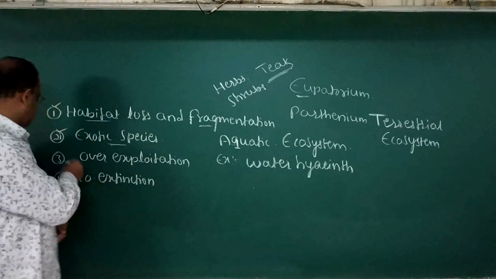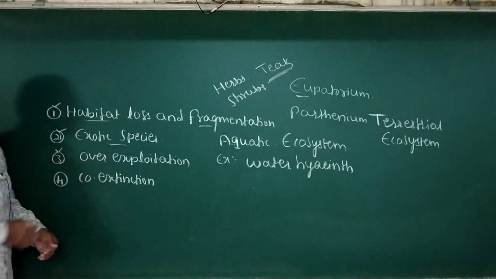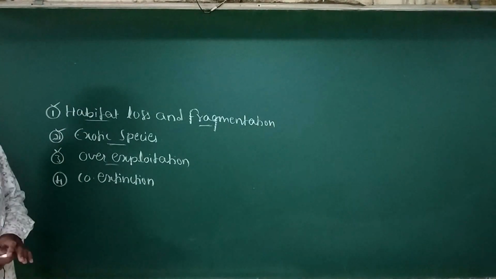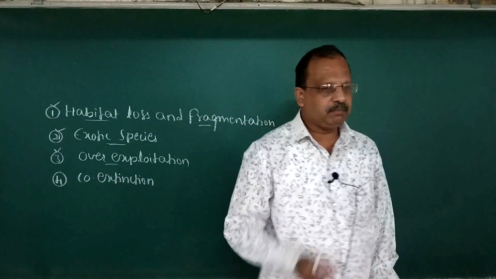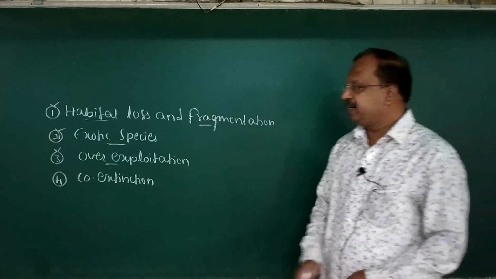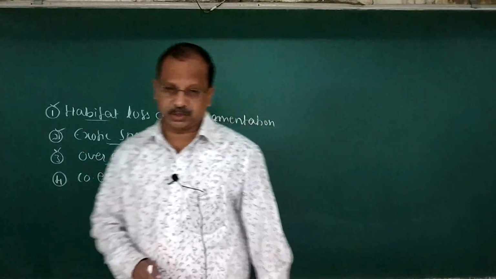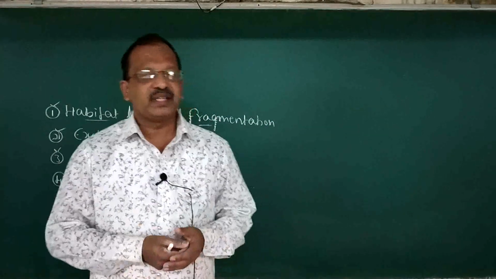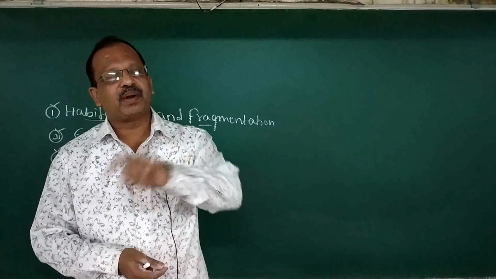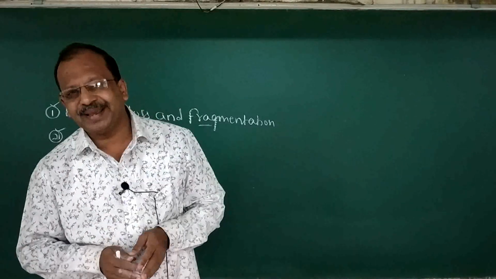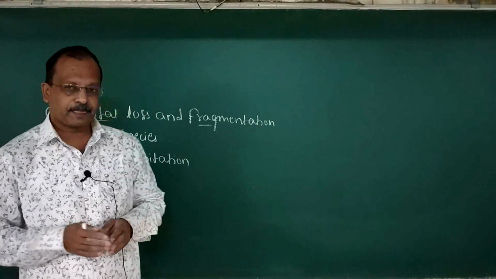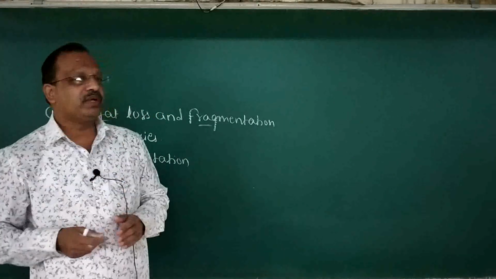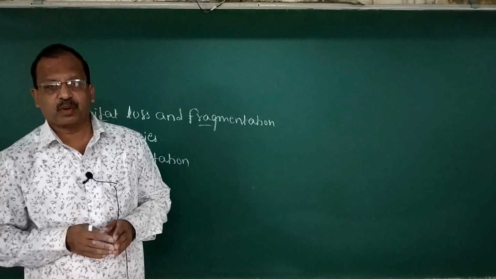Okay. So next is over exploitation. Look over the name carefully, you will get an idea. Removing the resources more than the required amount, or using the resources more than the required amount, is called over exploitation.